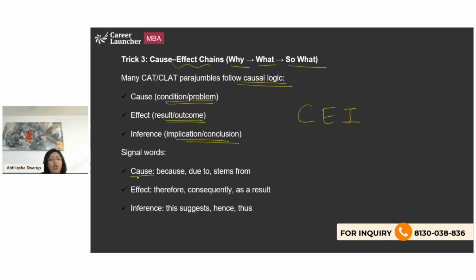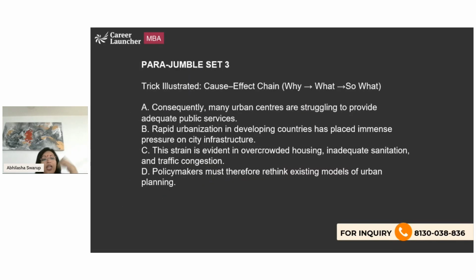Now, signal words can be for cause: because, due to, stems from, right? Any of those, as, since, all of these are cause words. Effect can be therefore, consequently, as a result. The inference will be this suggests, hence, thus. These are all inference markers. Okay. So remember that your cause effect chains are going to be there. Now, para jumble, let's take a look. A says, consequently, many urban centers are struggling to provide adequate public services. B says, rapid urbanization in developing countries has placed immense pressure on city infrastructure.